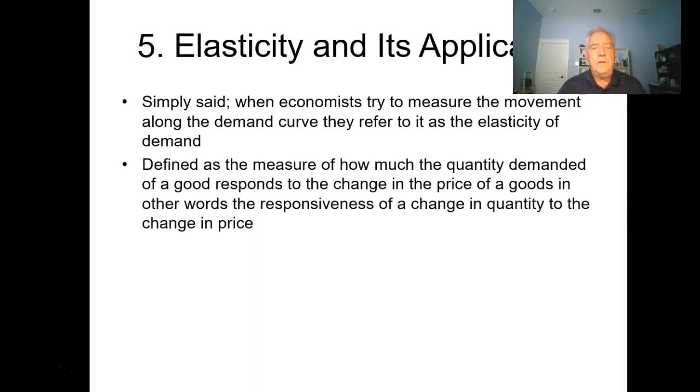So the definition is a measure of how much the quantity demanded of a good responds to a change in the price of the good. In other words, the responsiveness of a change in quantity to the change in price. Now, one of the key elements of this is we're trying to use this to predict what's going to happen if we raise prices. It's used in industry, it's used by government to try to determine what's going to happen with a given price increase and how will the public react to that price increase.